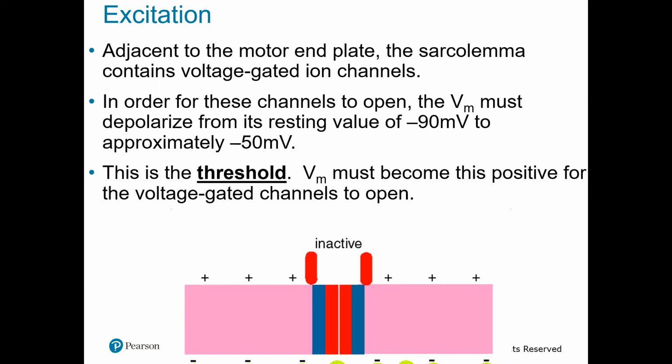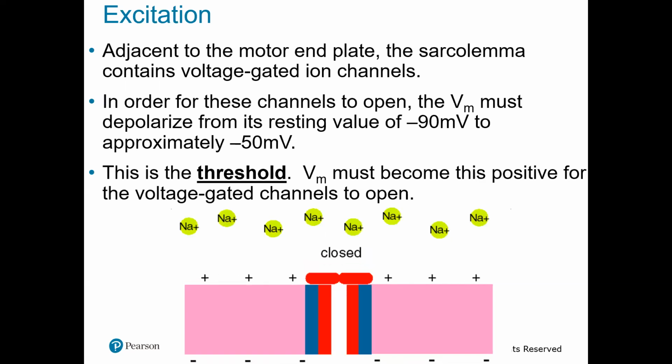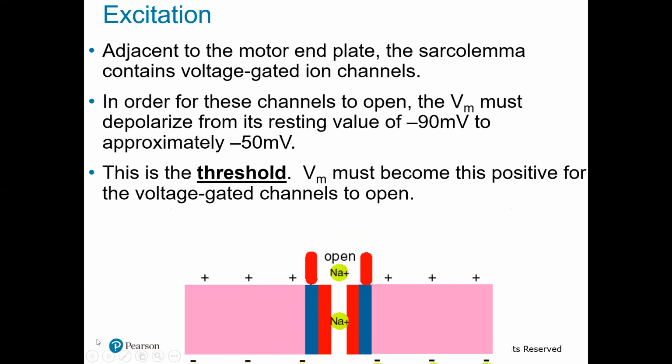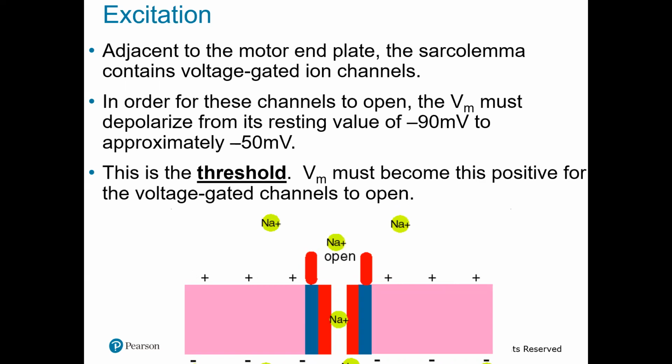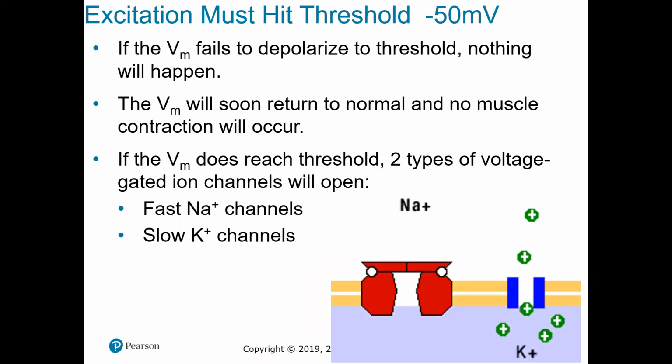If we hit threshold, which is minus 50, then the voltage gates on either side of the motor end plate will open up. And those are voltage gates for sodium. They only open if enough sodium comes in at the motor end plate. If we don't hit minus 50, then nothing happens. We don't reach threshold, nothing happens. There's no muscle contraction if we don't hit threshold. Gotta hit threshold. Nothing happens if we don't.